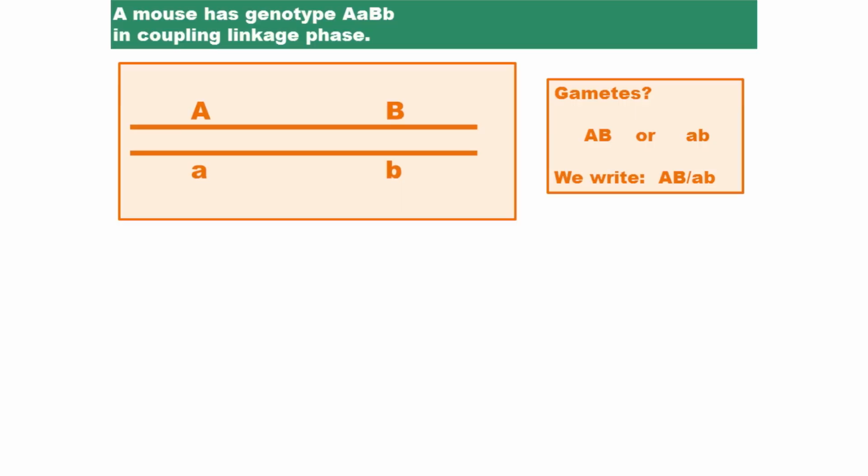So back to our problem. We say a mouse has the big A, little a, big B, little b. It's coupling linkage phase, so we can draw it out. The big A and the big B are on one of the homologs. The little a and the little b are on the other one. What gametes are going to be produced? Well, the big A and the big B are going to be together. The little a and the little b are going to be together. So we'd write it out as big A, big B, little a, little b, just to note those go together.